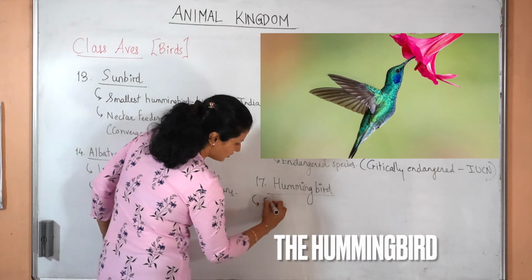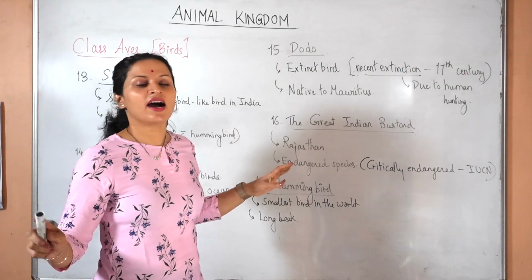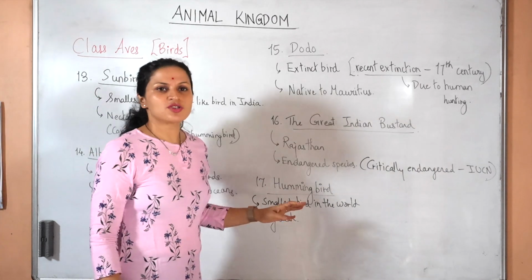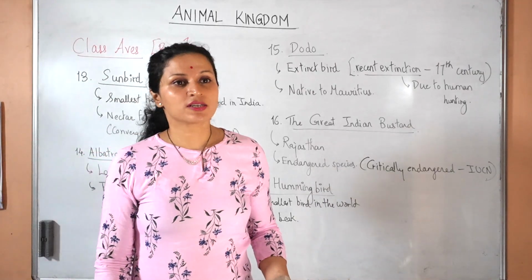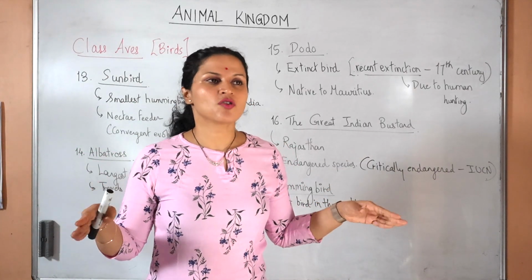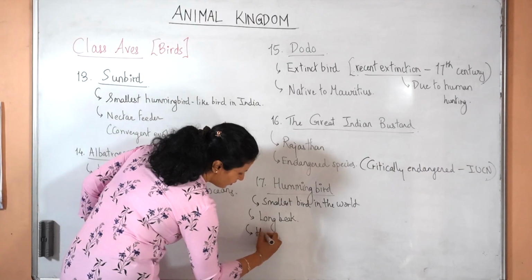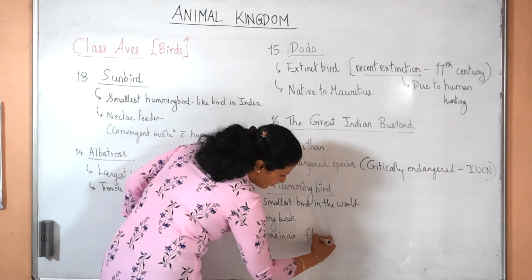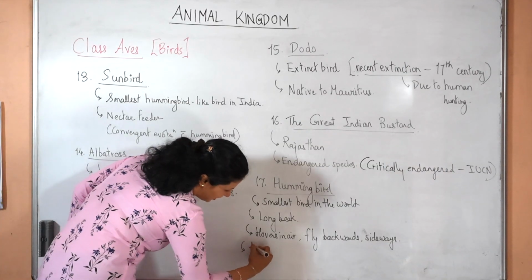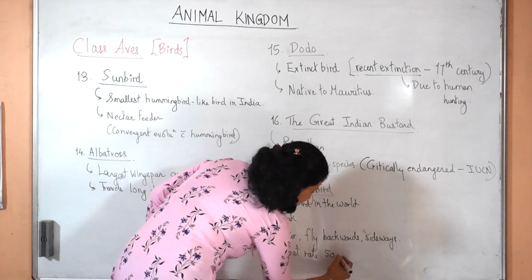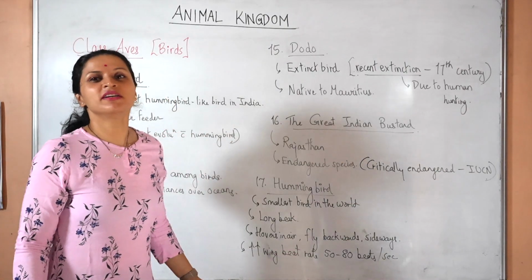It's the smallest bird in the world. It has a very long beak, a very small body size, and it has a very high wing beat rate, higher than most other birds, and a very high heart rate, up to 1200 beats per minute, and it can hover in the air. It can just hover at one place in the air using its tremendous flight beat rate. Hovers in the air. It can fly backwards, sideways also. It has a very high wing beat rate, 50 to 80 beats per second.